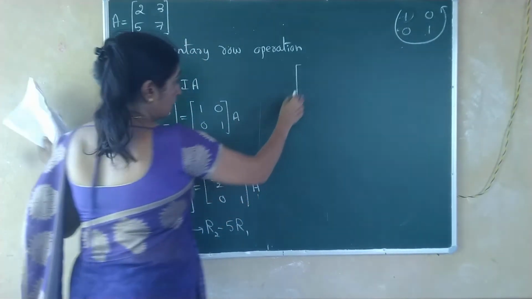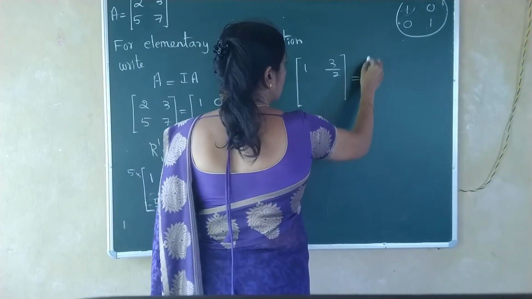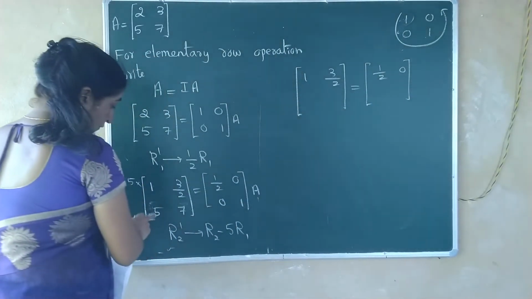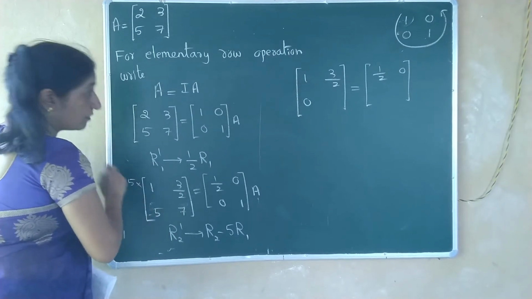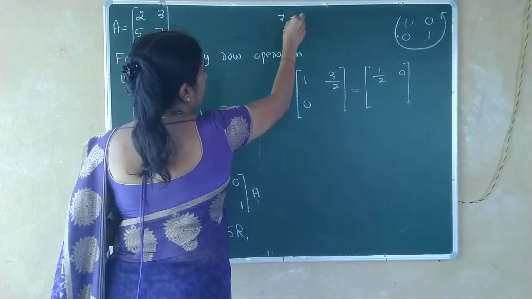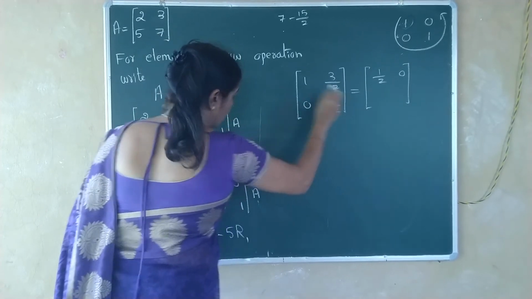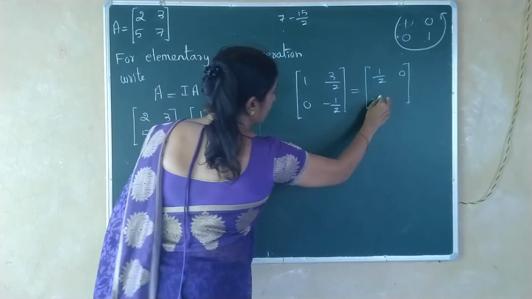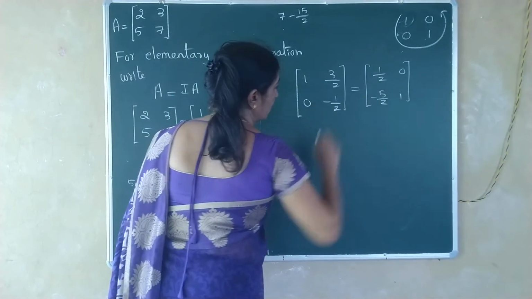First row as it is: 1, 3 by 2, and this is 1 by 2, 0. Yes, 5 minus 5 is 0. Next, 7 minus 15 by 2. Remember, 7 minus 15 by 2 is minus 1 by 2. Then 0 minus 5 by 2 is minus 5 by 2. Then 1 minus 0 is 1.